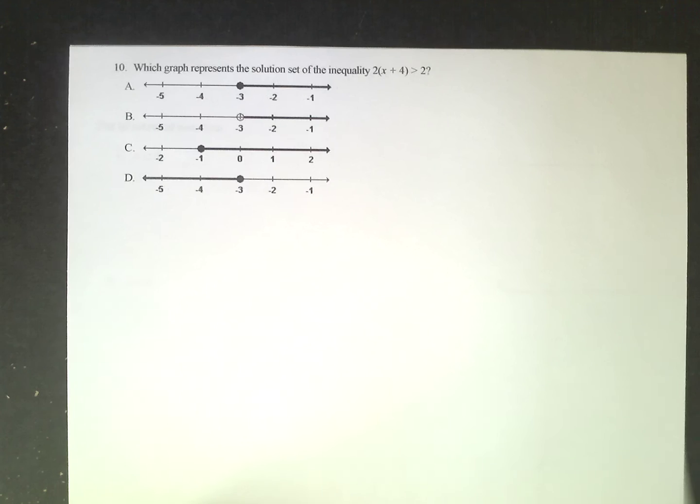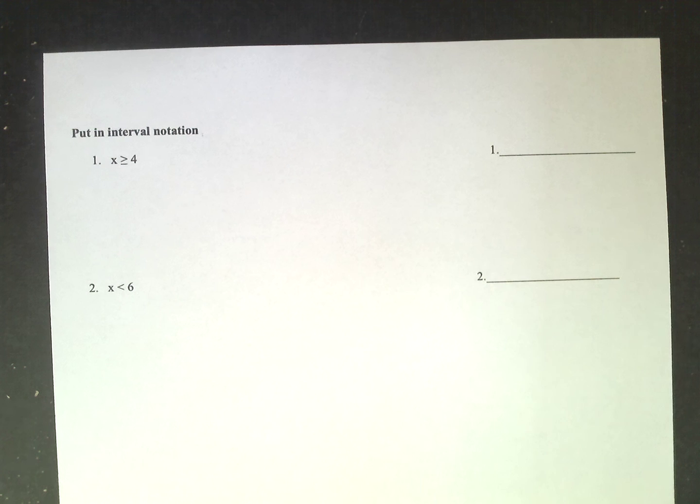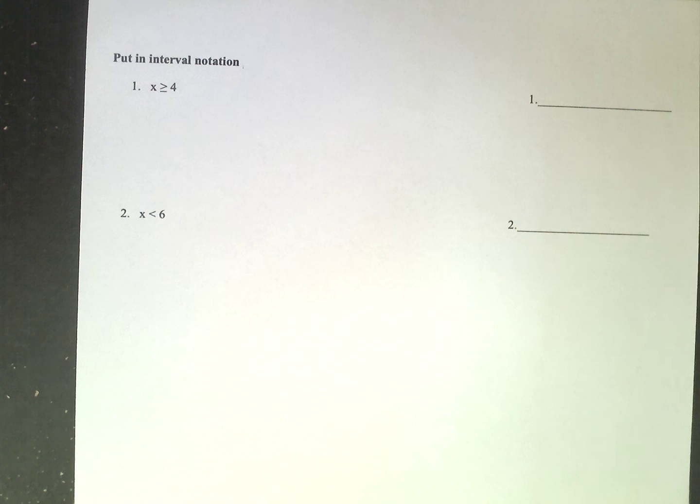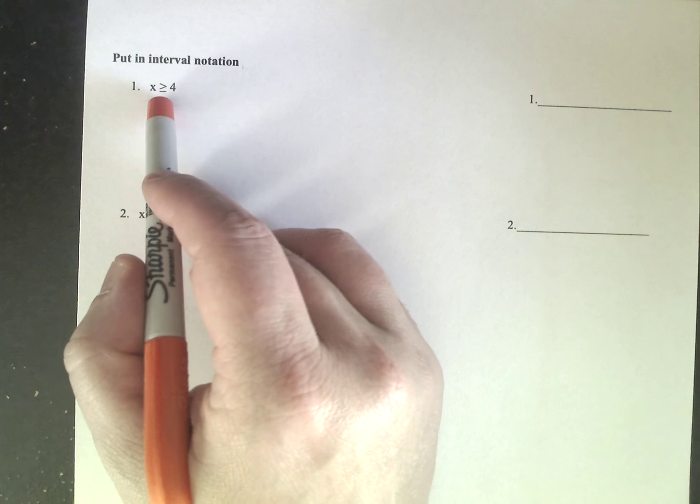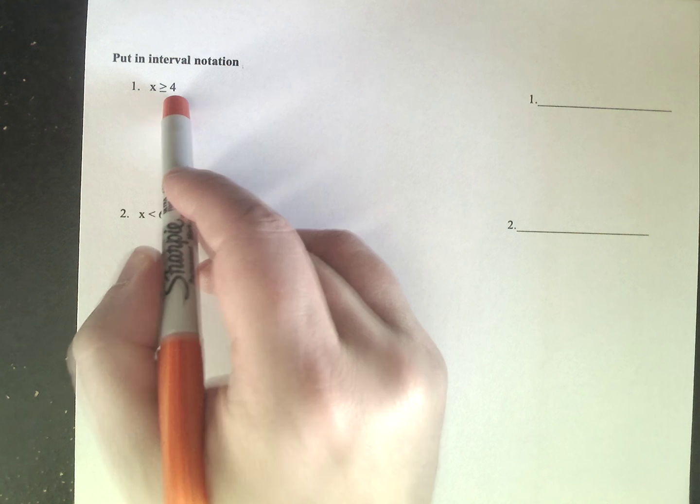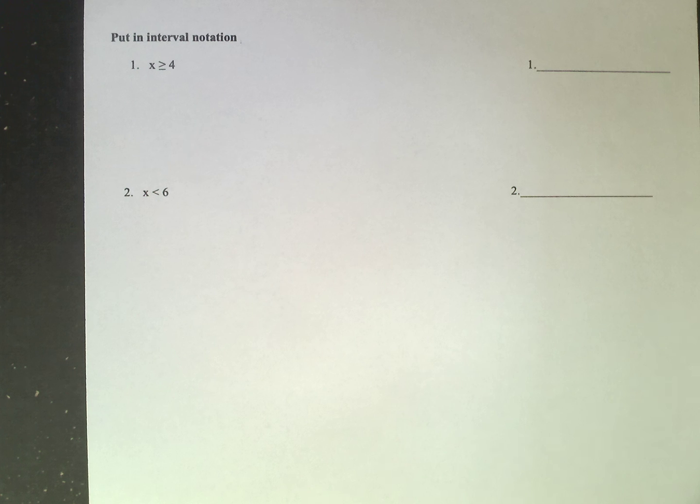Now are the 2 short answer questions. It says put in interval notation: 1, x is greater than or equal to 4, and 2, x is less than 6. So now let's remember what we mean by these two terms. I'll give you one example.